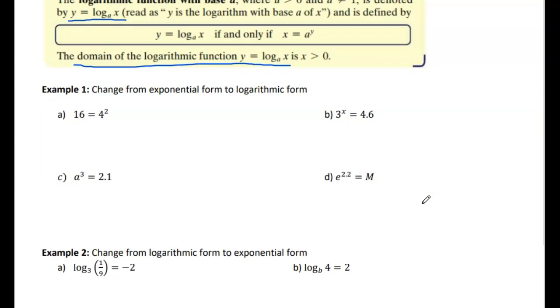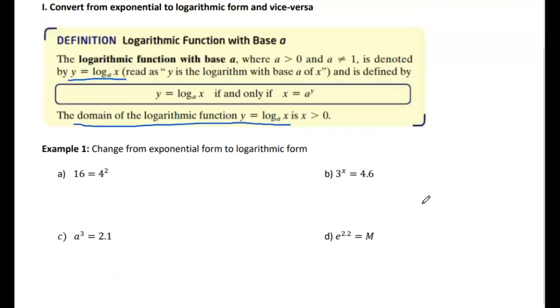Alright, so we're going to do some practice. We're going to change form, from exponential to logarithmic form. So we're going to use these relationships here.